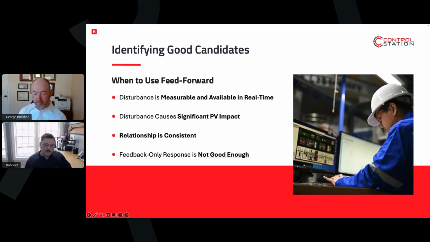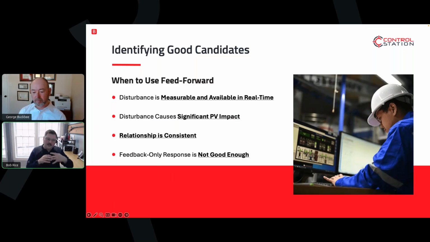And this third one is really important. The relationship has to be consistent, right? It's got to have some bit of repeatability, so when your correction takes place, it actually does the right thing. If a disturbance sometimes causes your temperature to go up and sometimes causes your temperature to go down, your feed forward's not going to work very well because it doesn't know what's actually impacting the process. So you need to make sure it's pretty consistent.